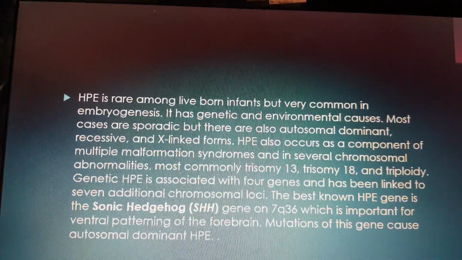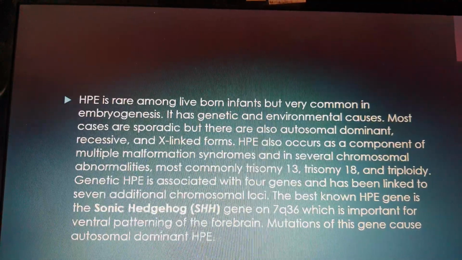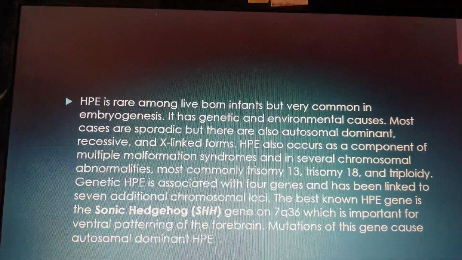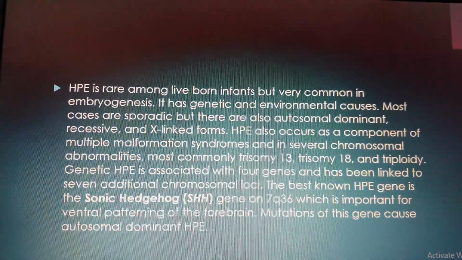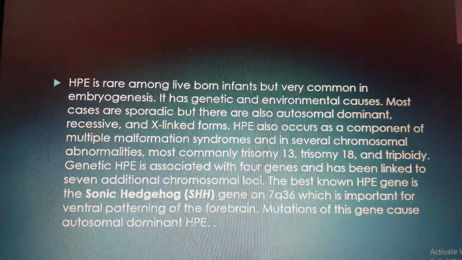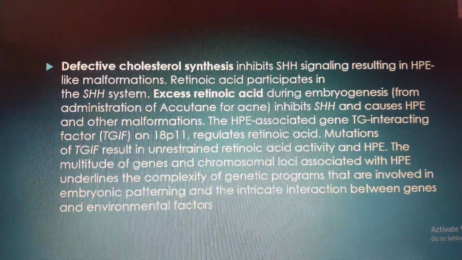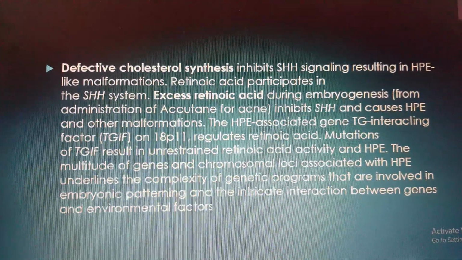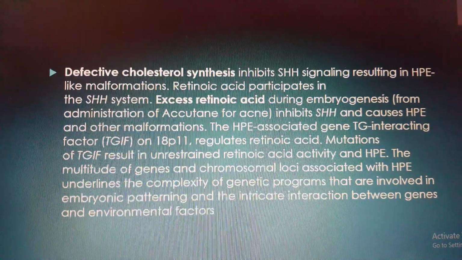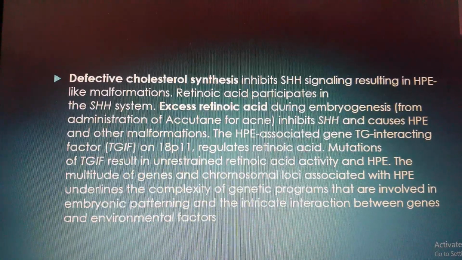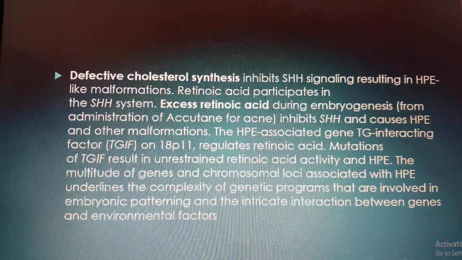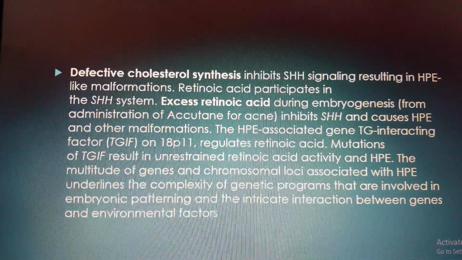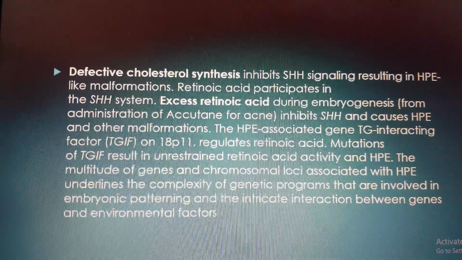Actually on 7q36, which is important for ventral patterning of the forebrain. Mutations of this gene cause autosomal dominant holoprosencephaly. Not only mutations, actually, we'll see that some medications will cause this abnormality. Defective cholesterol synthesis inhibits that hedgehog signaling, resulting in holoprosencephaly-like malformations.